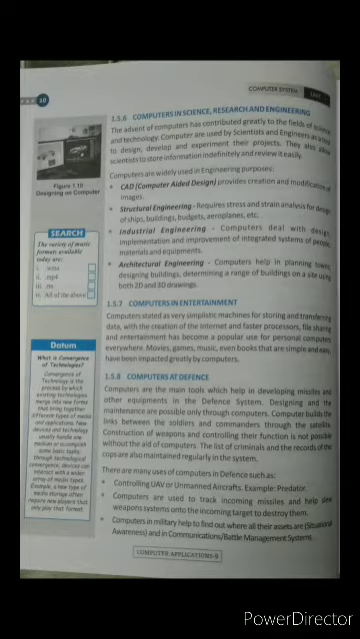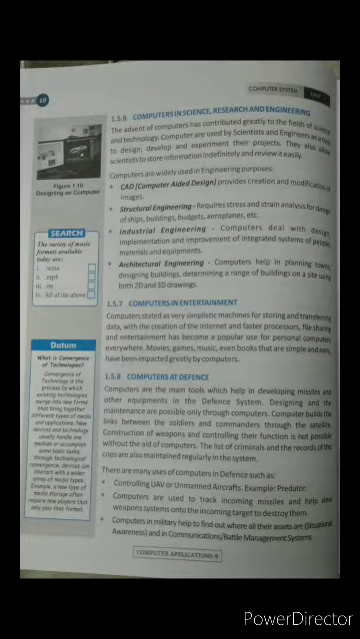Now industrial engineering: computers deal with the design, implementation, and improvement of integrated systems of people, materials, and equipment. So it is about measurement, how much material is needed and in what ratio, so the calculation must be done by the computer only.